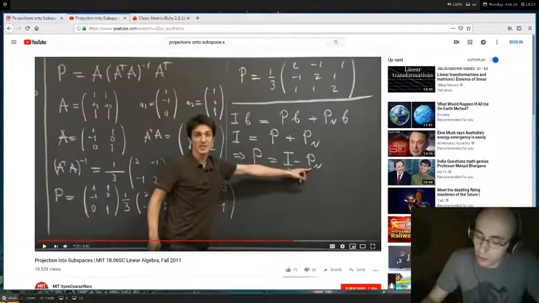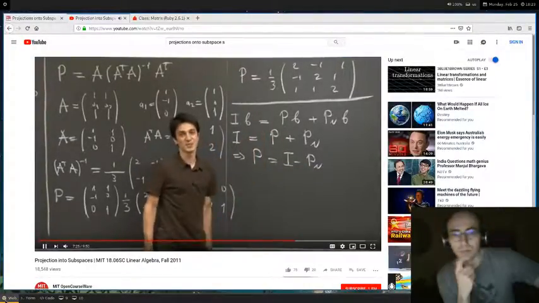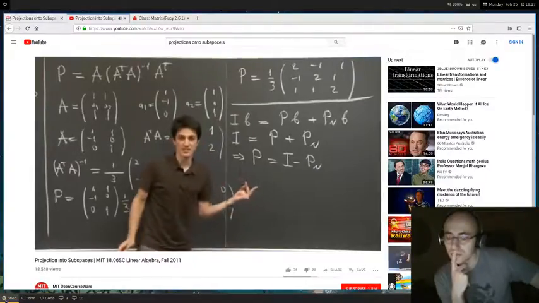So basically we can rewrite this as identity times b equals, within the parentheses, P plus P_n times b, which exactly tells us that the identity matrix equals P plus P_n, and we can say that P is identity minus P_n. This is right, and much easier to compute. This is correct.